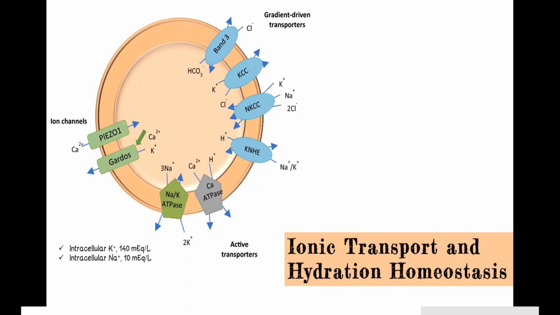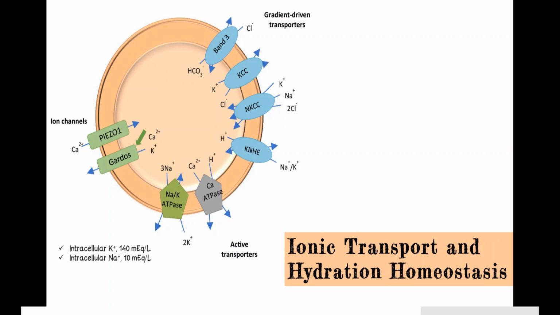Potassium is abundant intracellularly, but potassium also has to go out of the cell at some point, okay? But the diffusion of potassium outside the cell should not exceed the diffusion of sodium inside the cell, okay? Now, when the outward diffusion of potassium exceeds the inward diffusion of sodium, it causes the cell to be dehydrated.